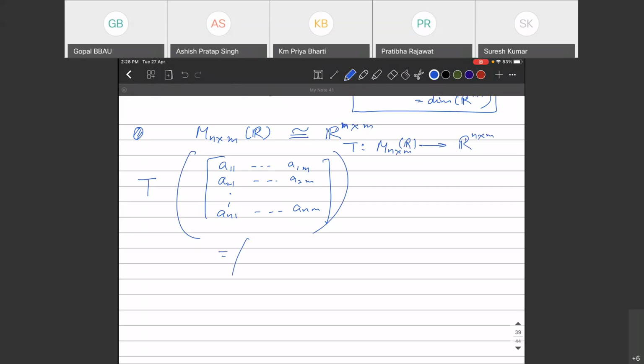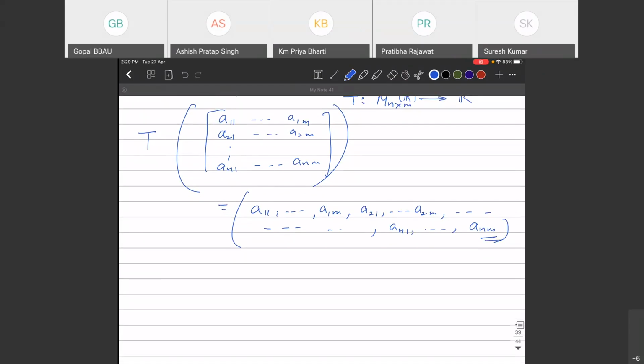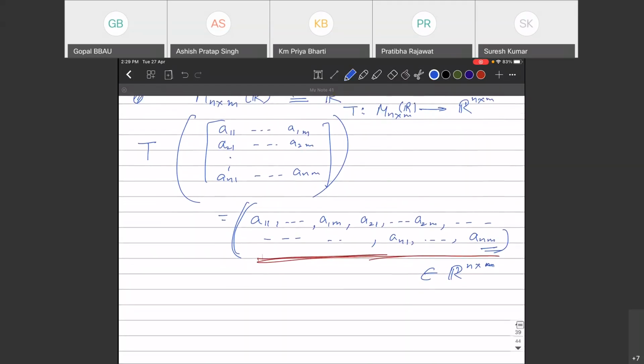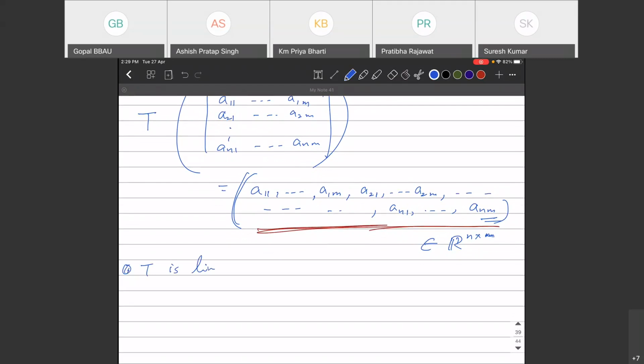T of this matrix is in fact this vector: a11 to a1m, then the second row, then third row, then fourth row, and so on, at the end the nth row. So how many total entries are there? Total nm. So this vector sits in R^(n cross m). It is easy to see that T is linear. It is an exercise for you that T is linear, and T is bijective. This is also an exercise for you.